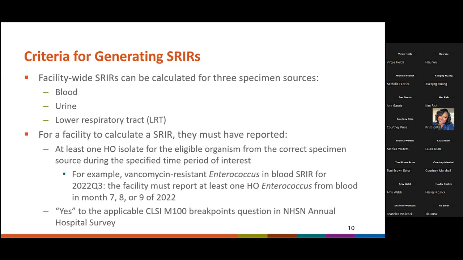In addition, the facility must report yes to the applicable CLSI M100 breakpoints question in the specific year's NHSN Annual Hospital Survey. I'll go more into detail on that in later slides.